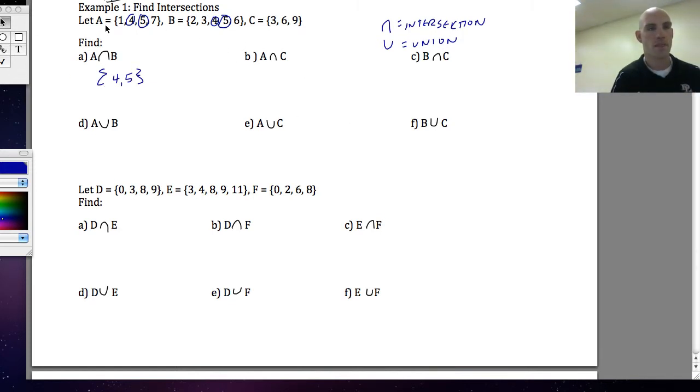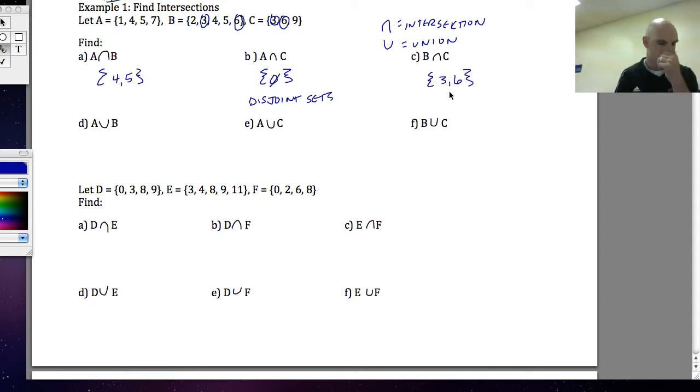What about A and C? Let me erase these circles. Let's look at the intersection of A and C. 3, 6, 9, 1, 4, 5, 7. So the intersection is going to be the empty set. These would be disjoint sets. They don't share anything. So if they don't share anything, then the intersection is empty. What about B and C? I see a 6 here right off the bat and a 6. I see the 3 and the 3, and that's it. So the intersection here is going to be {3, 6}.